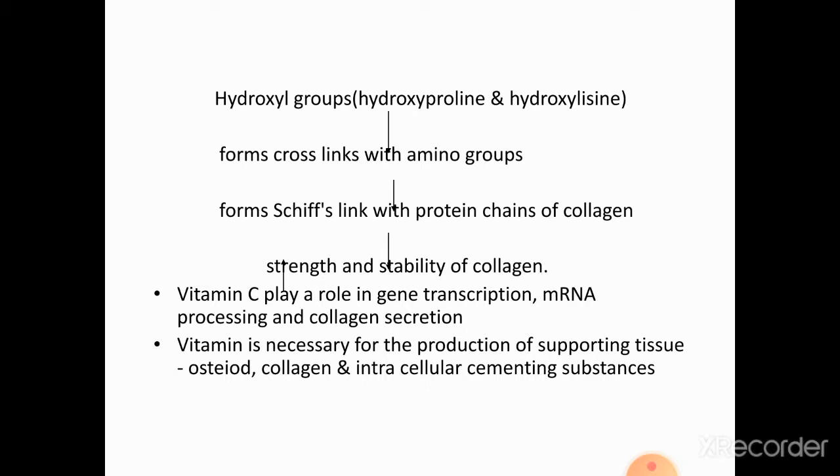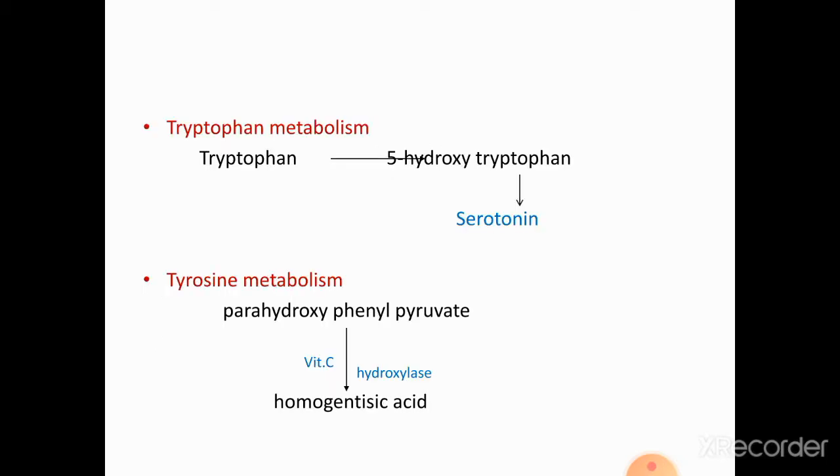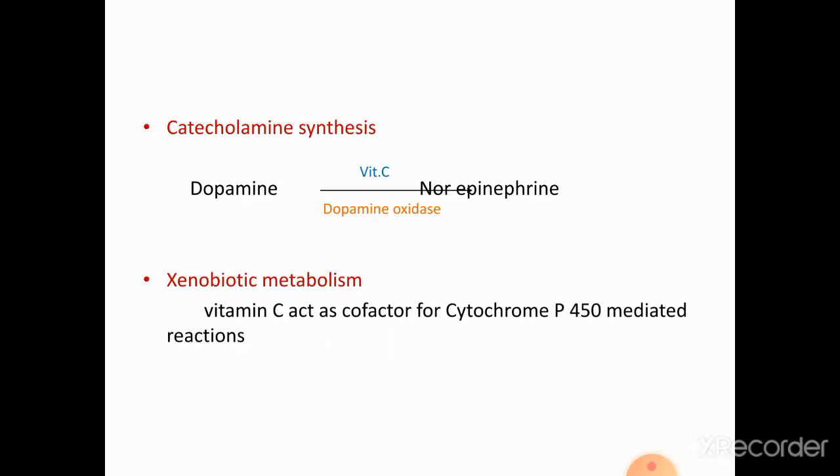Vitamin C plays an important role in gene transcription, mRNA processing and collagen secretion, and vitamin C is necessary for the production of supporting tissues like osteoid, collagen and intracellular cementing substances. Next is tryptophan metabolism, that is the conversion of tryptophan to serotonin. Then in tyrosine metabolism, para-hydroxyphenylpyruvate gets converted into homogentisic acid with a vitamin C dependent hydroxylase enzyme.